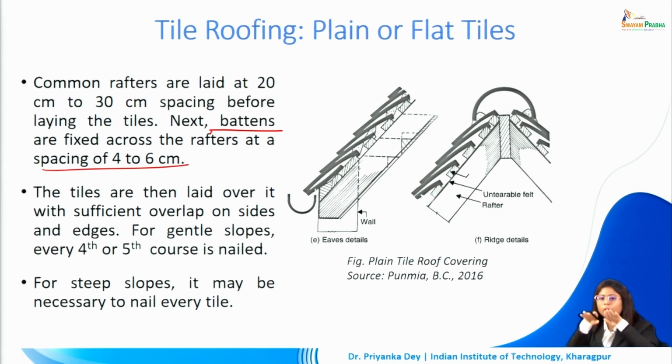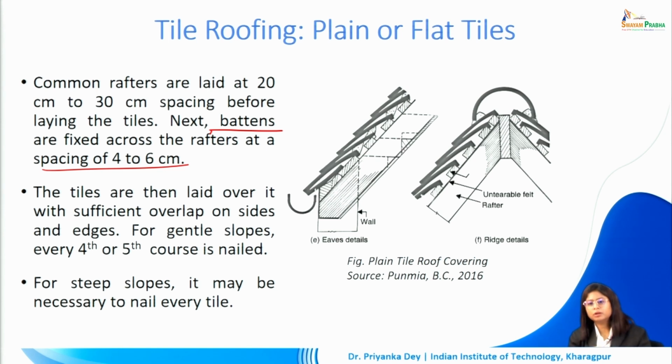So that means when we are looking at it horizontally, there is a certain overlap between each course. As we are moving from the ridge towards the eave, there is going to be a certain overlap in the tile. Now why we are doing this is because we do not want rainwater to enter into the internal spaces, so a certain amount of overlap is required in both the directions. Now for gentle slopes, every 4th or 5th course is nailed, but if we are having a steeper slope, we might necessarily have to nail every single tile.